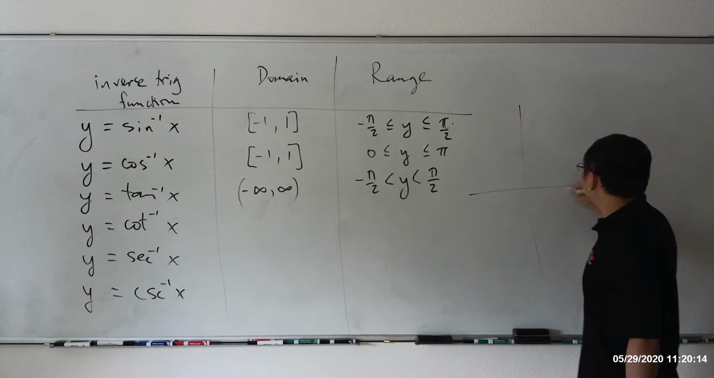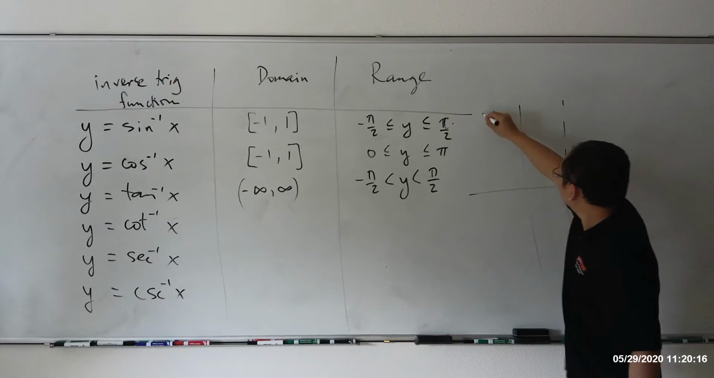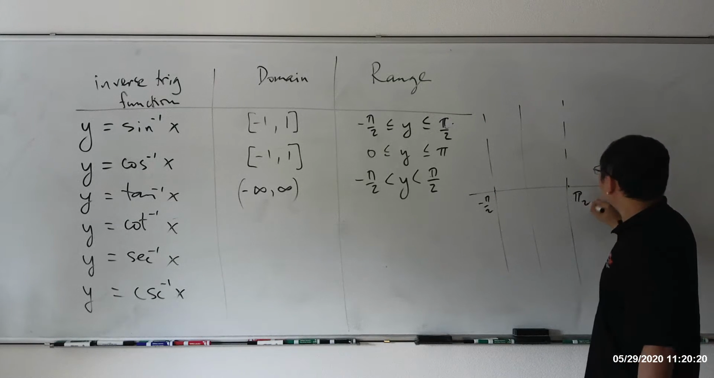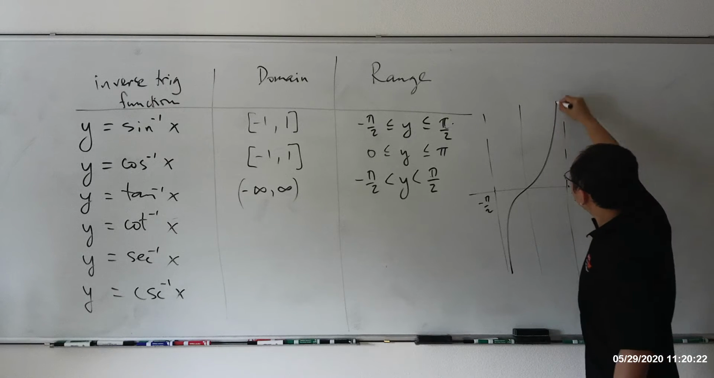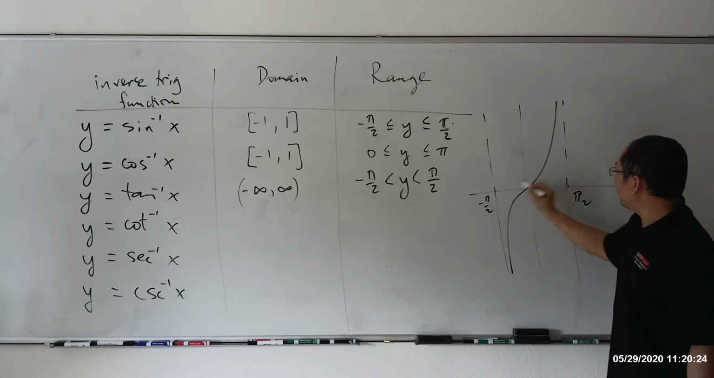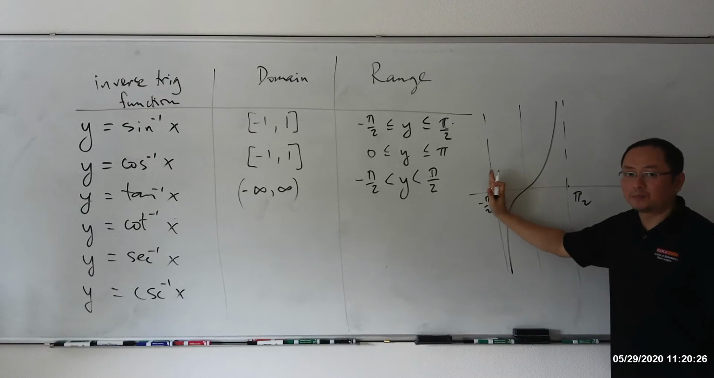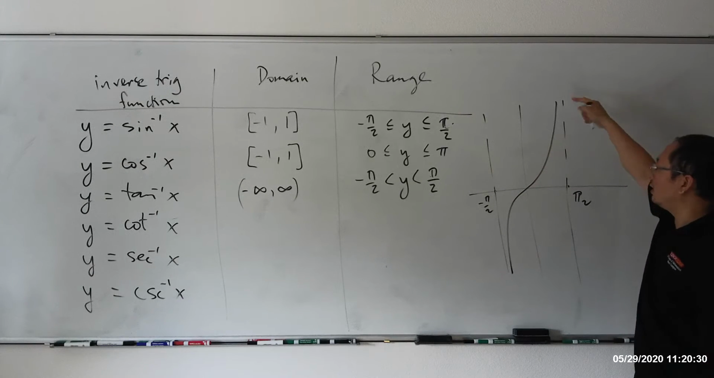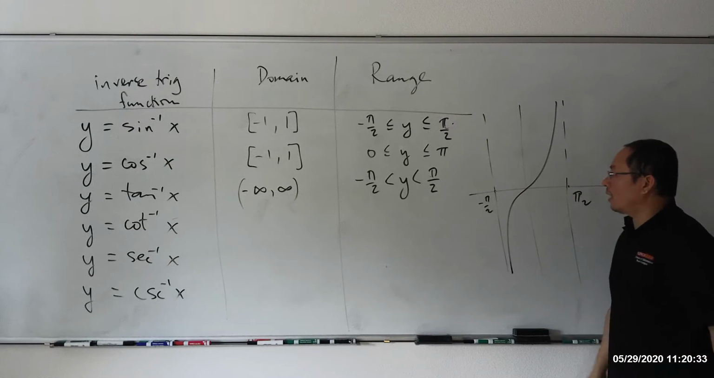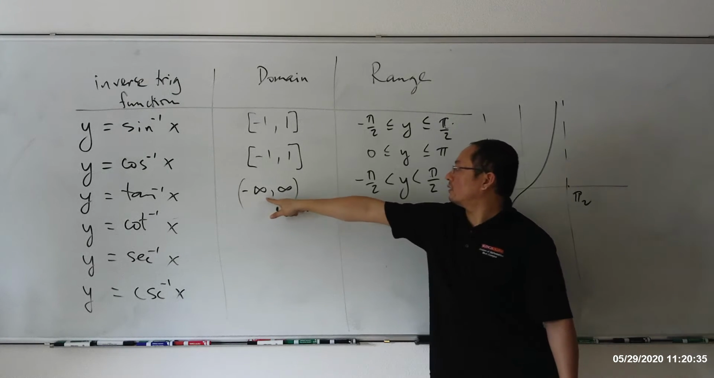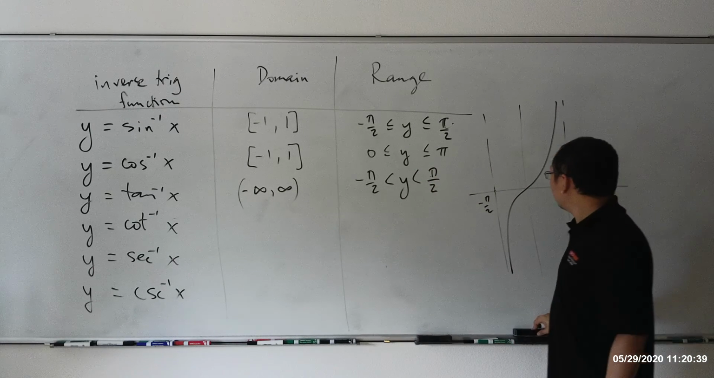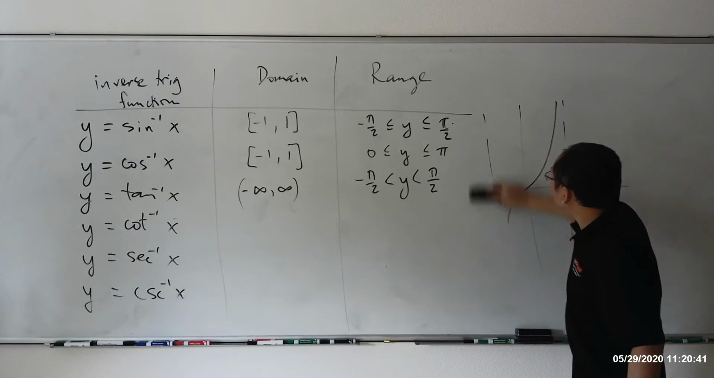And let's recall the graph of tangent. This is negative pi over 2 right here, and this is pi over 2 right here, and the graph looks like this. You see, x is anything from negative pi over 2 to pi over 2, but not including negative pi over 2 or pi over 2. Y is from negative infinity to positive infinity. So for the inverse, we change x to y and y to x. Now x is from negative to positive infinity, and y is from negative pi over 2 to pi over 2. That was the idea.